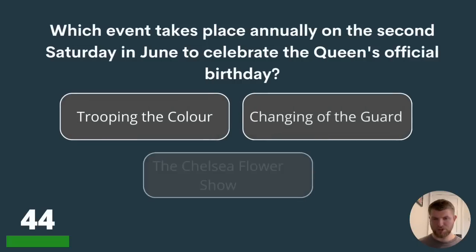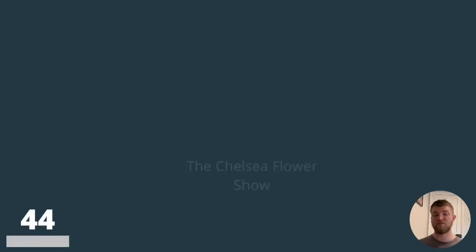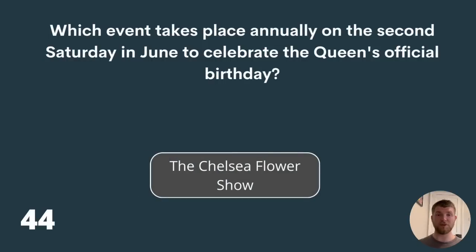44. Which event takes place annually on the second Saturday in June to celebrate the Queen's official birthday? Trooping the Colour, Changing of the Guard, or the Chelsea Flower Show? The answer is the Chelsea Flower Show.